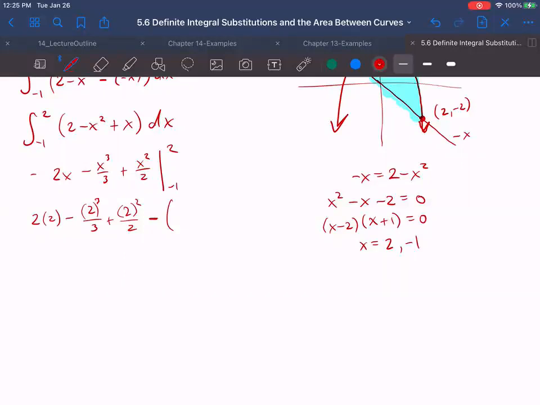plug in the negatives, right? So minus 2 times negative 1 minus, 2, oh, not 2, negative 1 cubed over 3 plus negative 1 squared over 2, just like that. And so 2 times 2 is 4. This is 8/3, and 4 over 2 is just 2. And then minus negative 2 is plus 2.